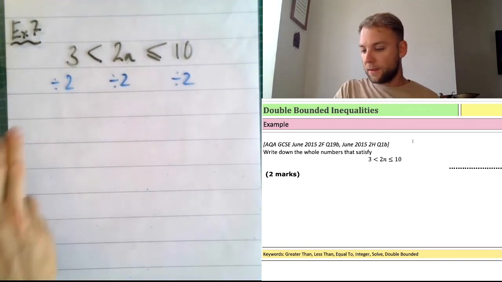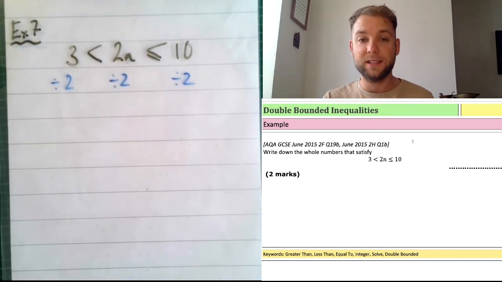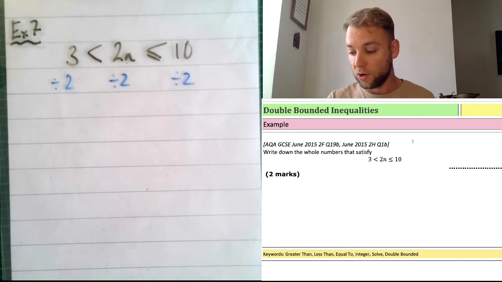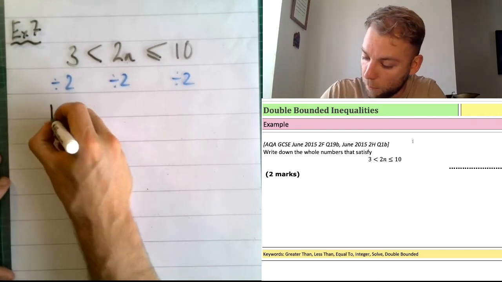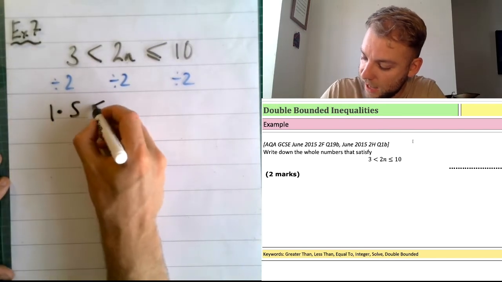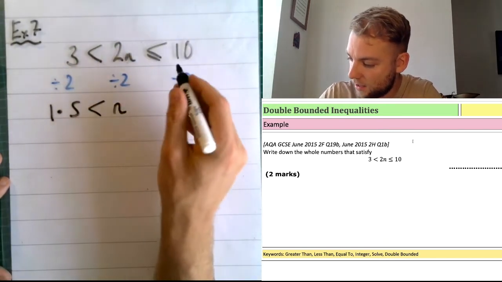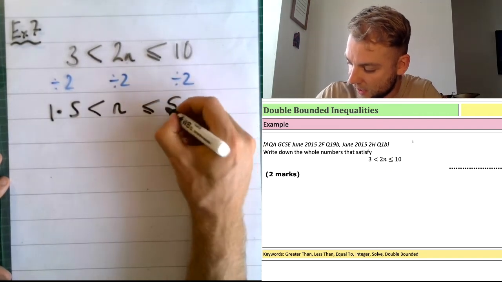Now, you can write it as a fraction. You could write it as 3 over 2, but I'm actually going to do 3 divided by 2. So half of 3 is 1.5, which is less than or equal to 2n divided by 2, which is just n, and 10 divided by 2 is 5.